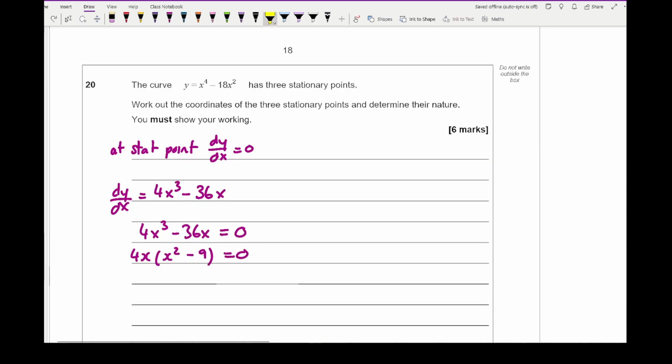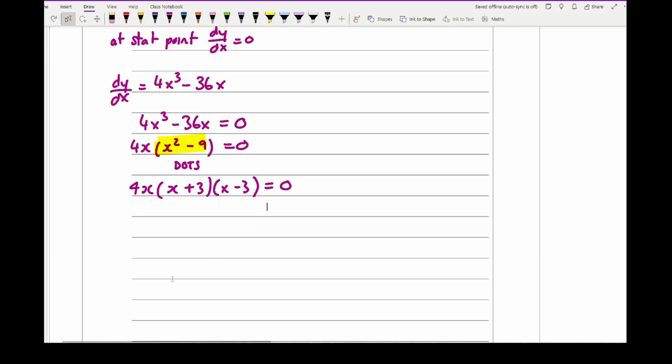Now from this, you should be able to spot that this is a difference of two squares. So what we end up with is 4x(x + 3)(x - 3) = 0. Then, working out the values of x where it equals 0, x either equals 0, 3 or -3. Now from this, what we want to do is establish what the y ordinates are.